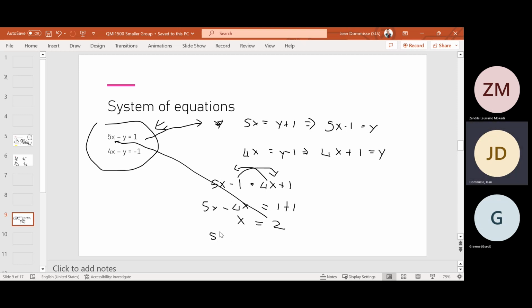So 5 times 2 minus y gives me 1. The 10 minus y gives me 1. So I've got from there minus y is equal to, and let's take the 10 to the other side. So minus 10 plus 1.